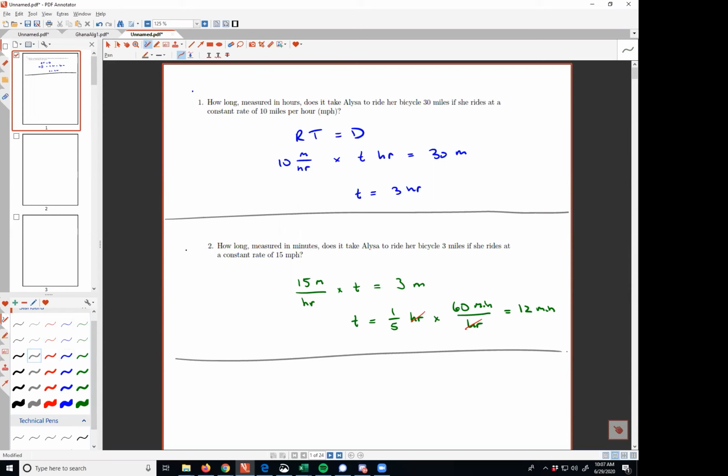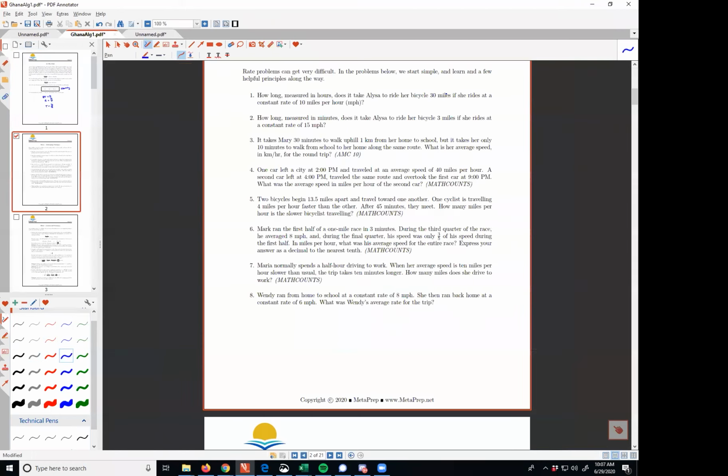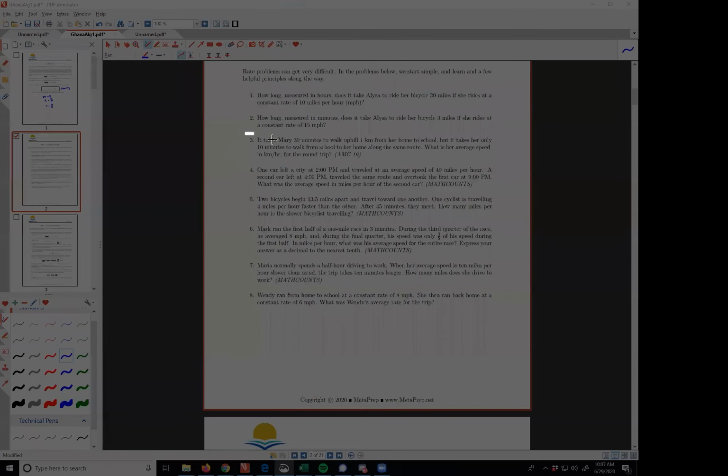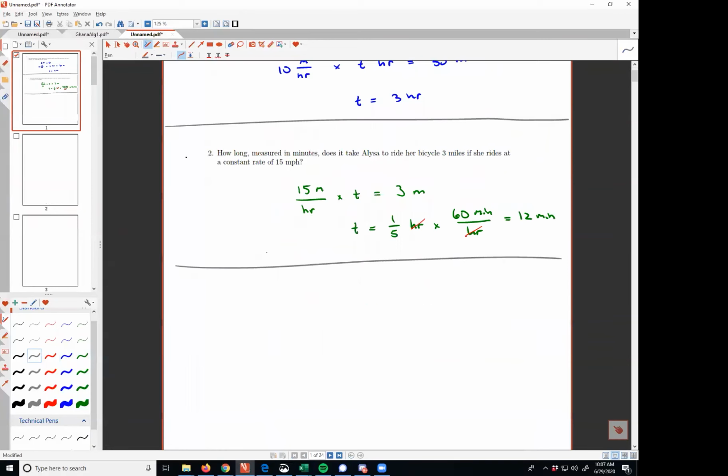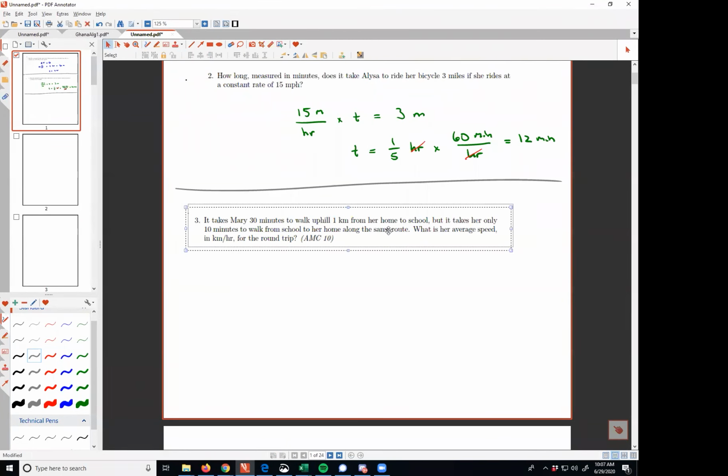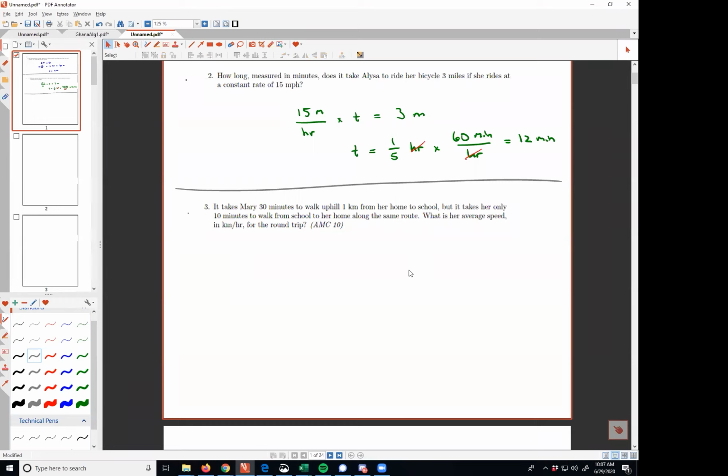The problems will get harder. If Mary takes 30 minutes to walk uphill 1 kilometer from her home to school, but it takes her only 10 minutes to walk from her school to home along the same route, what is her average speed in kilometers per hour for the round trip? 3 kilometers per hour. No, it will be total distance over total time, which will give us the answer. Okay. Yeah, so it's 3 kilometers per hour.